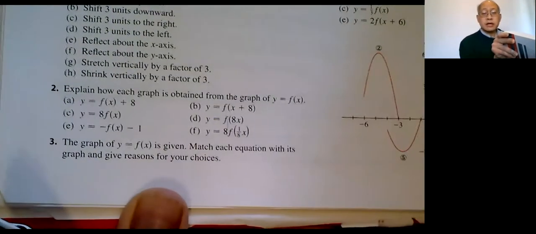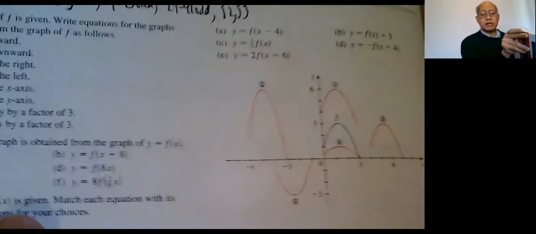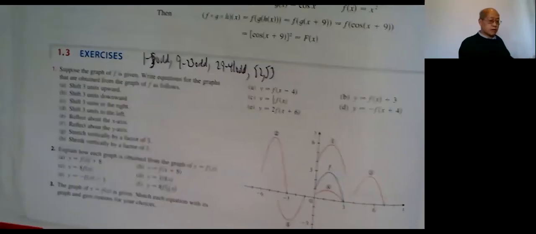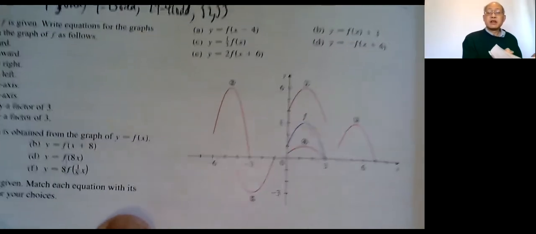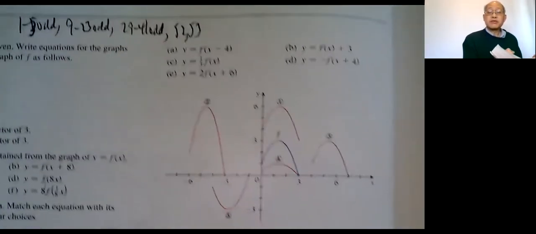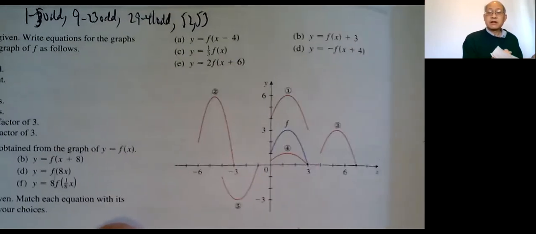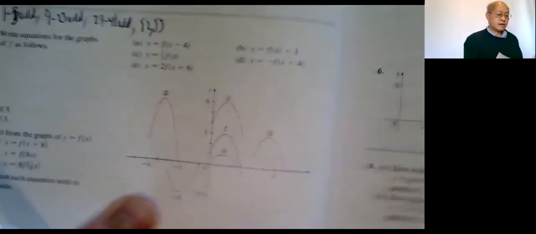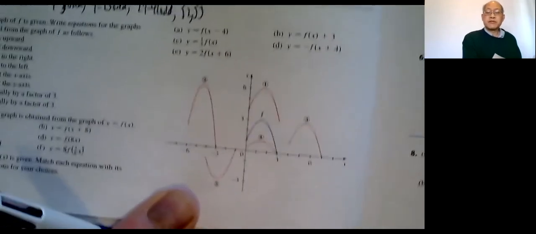Okay, 3. The graph of f of x is given. Match each equation with its graph and give reasons for your choices. We're not going to worry about giving reasons for the choices. We'll just do it. So we'll move some stuff around here. Number 3. Do you see the blue graph? It's f, right? So what happens in each of these cases? I'm trying to raise it up, but the book is heavy, as you know.